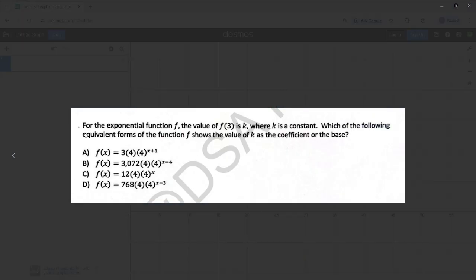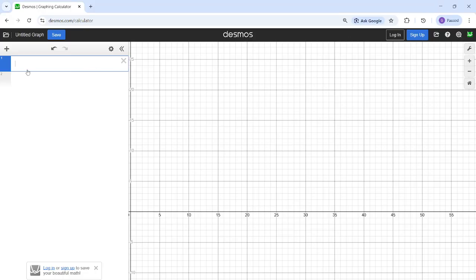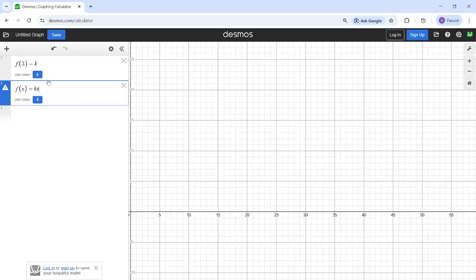The question asks: for the exponential function f, the value of f of 3 is k, where k is a constant. Which of the following equivalent forms of the function f shows the value of k as the coefficient or the base? So f of 3 equals some number k, and k is a coefficient or a base of the function. The function is, for example, let's say f of x equals kx squared. Random function, all right? And k here, as you can see, is the coefficient or the base. k is directly written in the function itself.